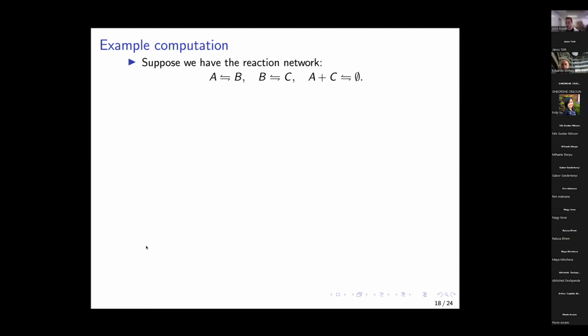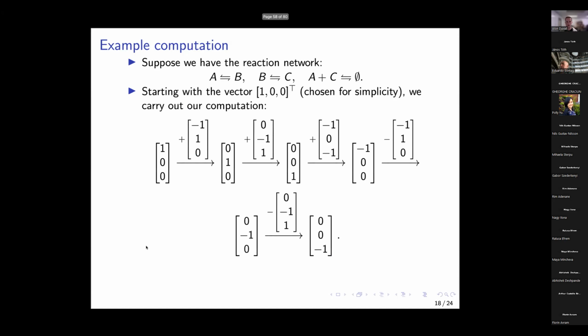So now I'll show an example of actually computing a ball. Say we have this reaction network: A back and forth B, B back and forth C, A and C. So this is part of the set S, where each reaction has at most two species. We'll start with the vector 1, 0, 0. Choosing the initial vector for the norms is slightly arbitrary. This is chosen, it works out very nicely, but other vectors would also work. And so we carry out the computation.